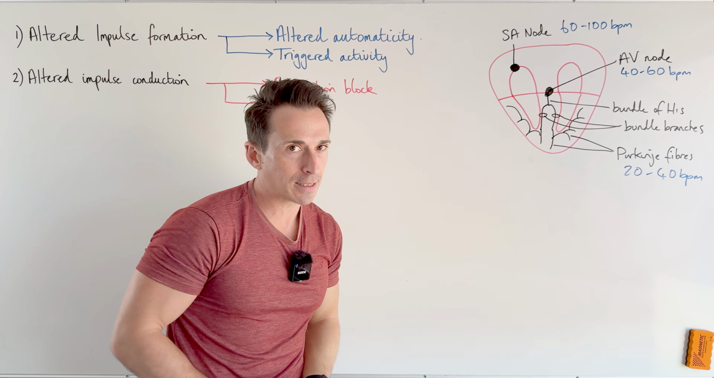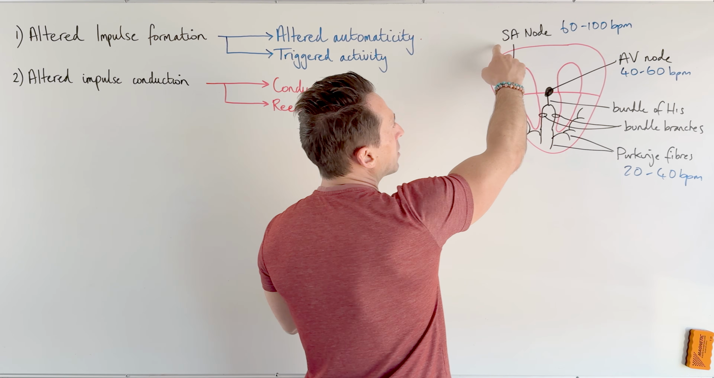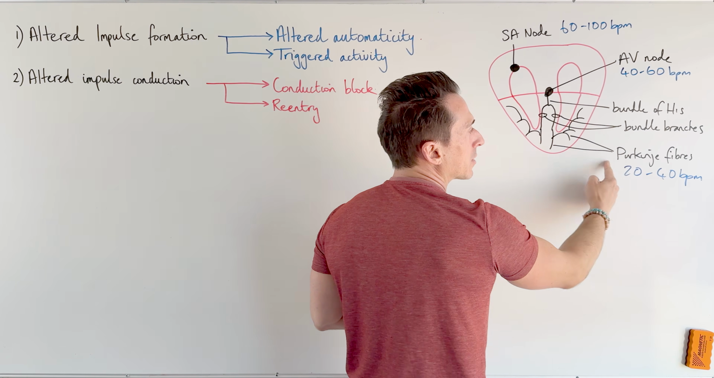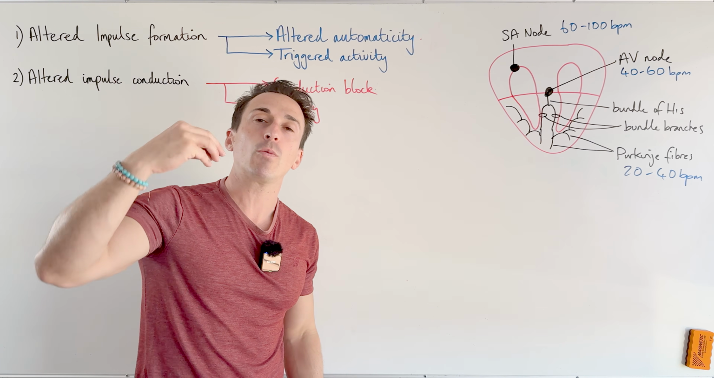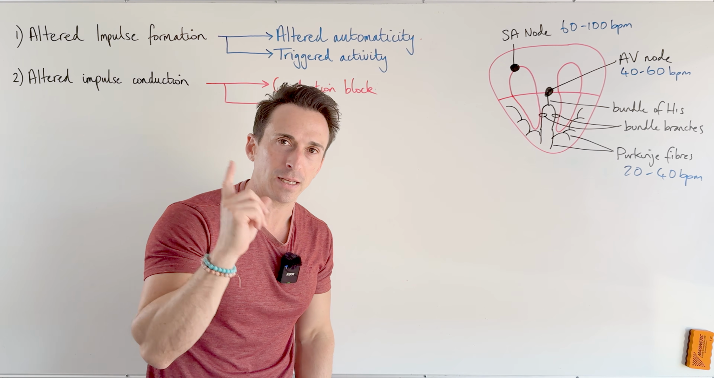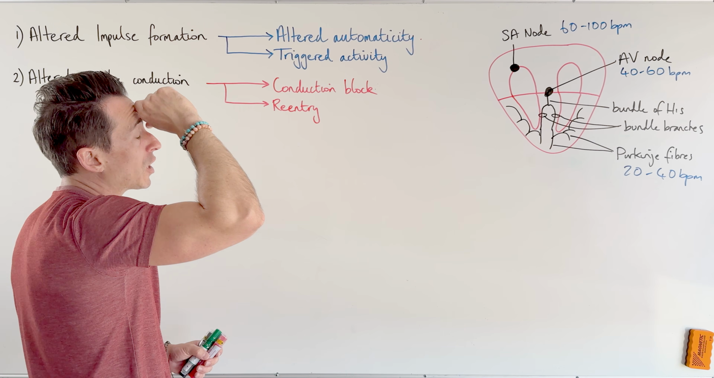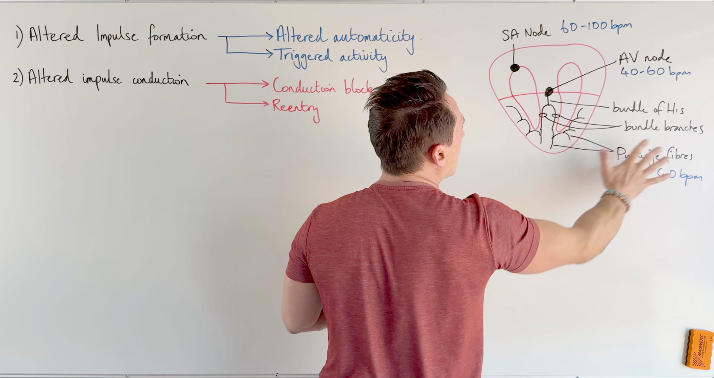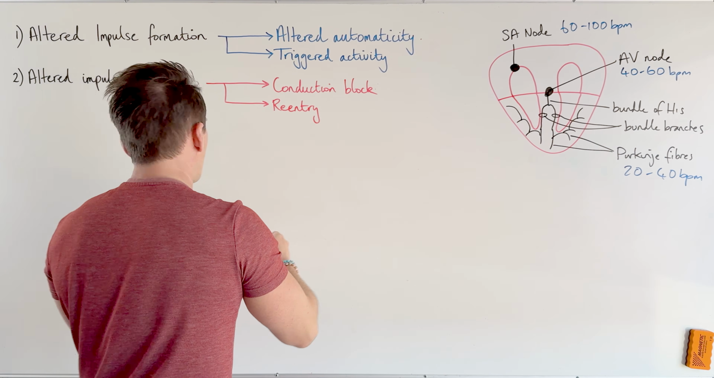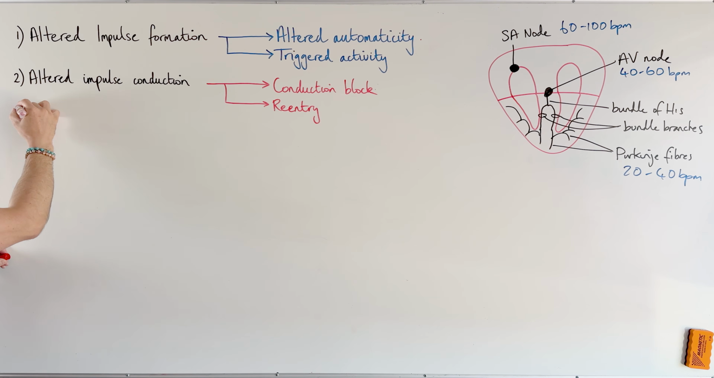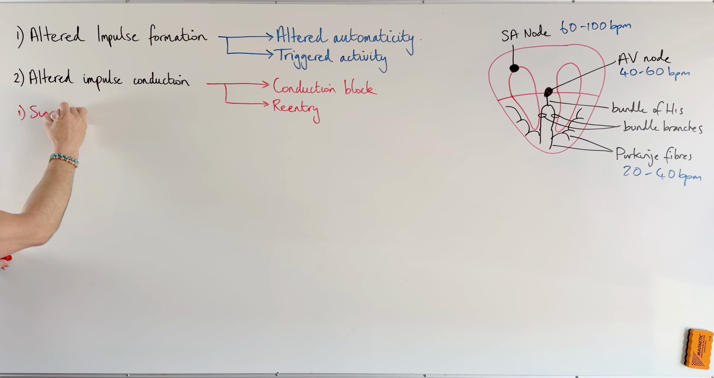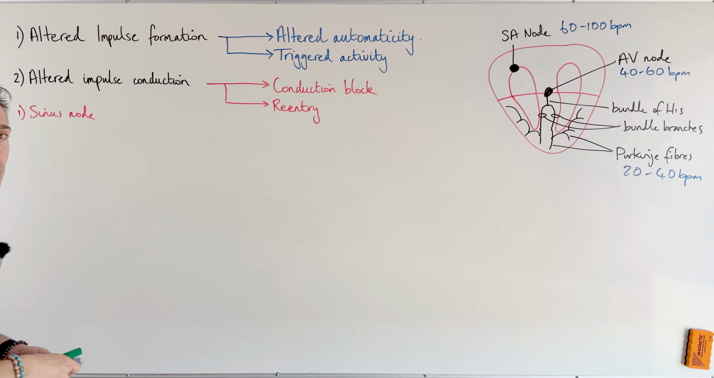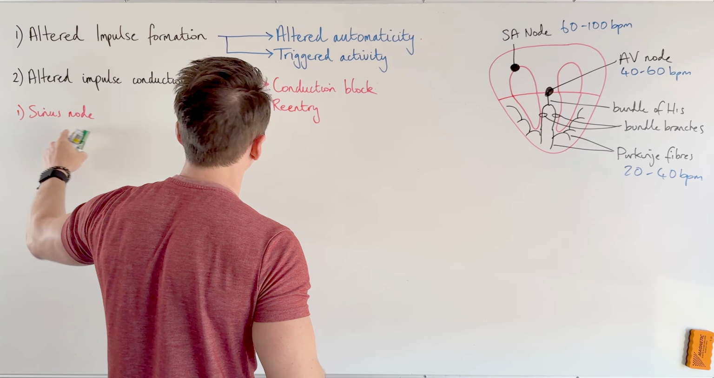So what you would say, and this is important, is that the SA node is the primary pacemaker, but the AV node, the bundle of His, the bundle branches, and the Purkinje fibers, they all have what we call latent pacemaker activity. It's going to be important in a second. So if we talk about altered automaticity, it's going to be a problem with any of these, okay? First one I want to talk about is that of issues with the sinus node. So how can we have a cardiac arrhythmia associated with altering the sinus node?